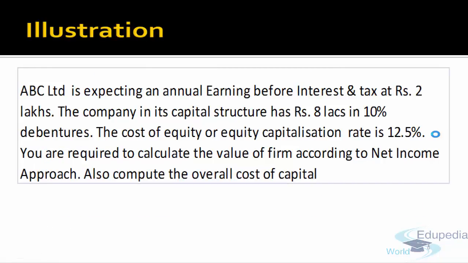So this is an illustration. ABC Limited is expecting an annual earning before interest and tax, that is EBIT, of rupees 2 lakhs. The company in its capital structure has rupees 8 lakhs in 10% debentures. The cost of equity or equity capitalization rate is 12.5%. You are required to calculate the value of firm according to net income approach. Also compute the overall cost of capital.